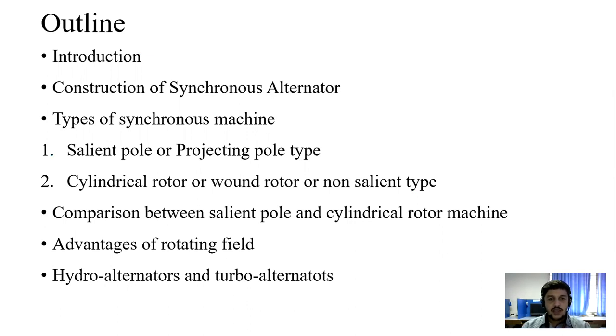After that, we will compare these two synchronous machines, that is salient pole machine and cylindrical rotor machine. Then we are going to study the advantages of a rotating field. Actually, in synchronous machine, the field winding is rotating and armature winding is a stationary winding. So we are going to study the advantages of that rotating field winding. And then we conclude this lecture with the concepts of hydro alternators and turbo alternators.